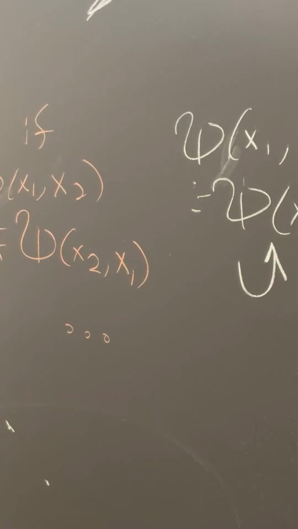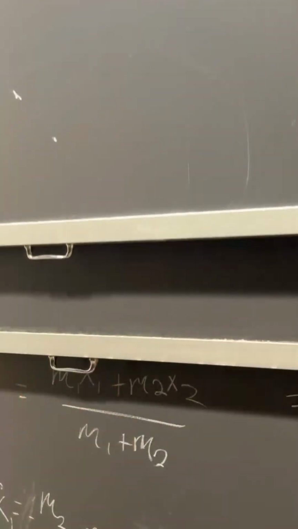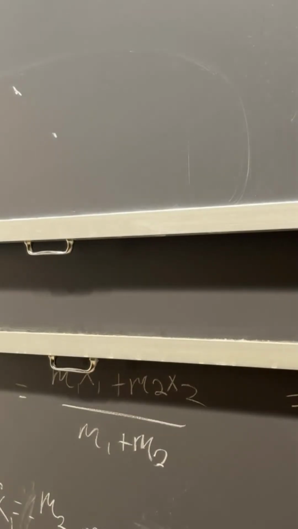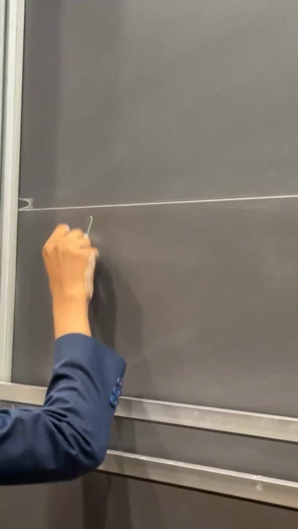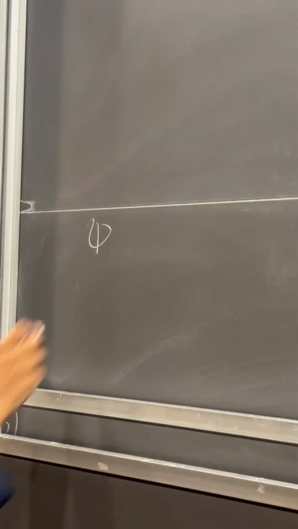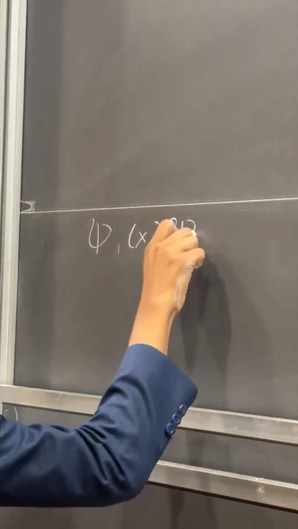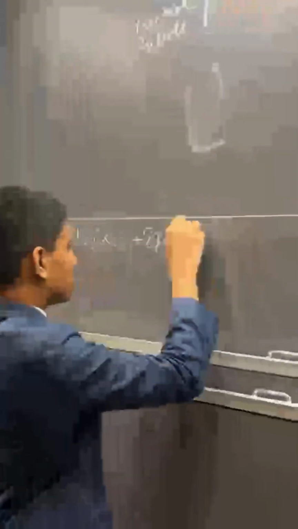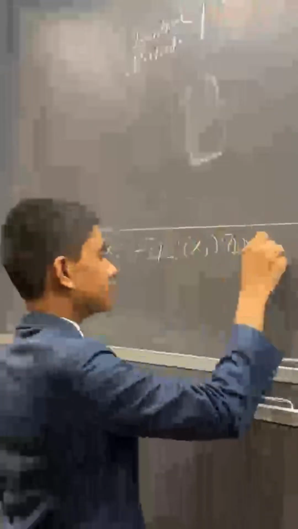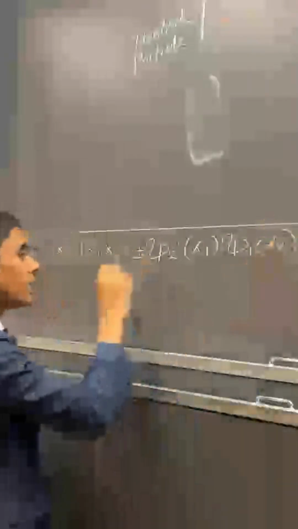Well, for the non-interactive case, it's stuck. For the non-interactive case, there are 2 ways to do this. You have either the positive way, psi 1 x1, psi 2 x2, plus psi 2 x1, psi 1 x2, or the negative way, which just has the opposite sign.